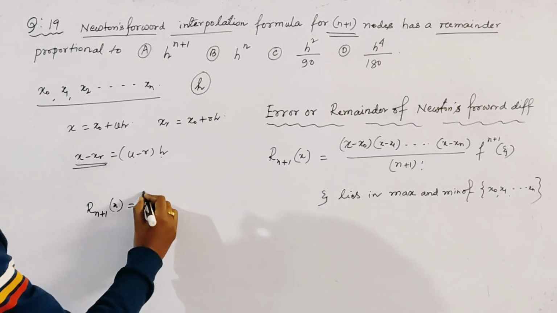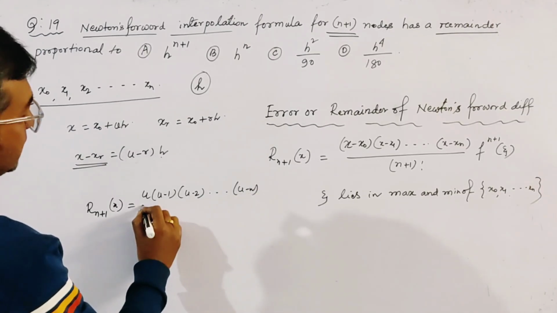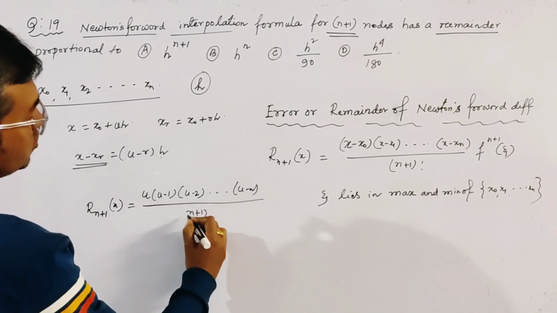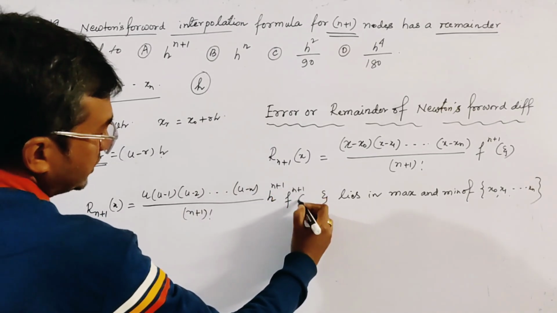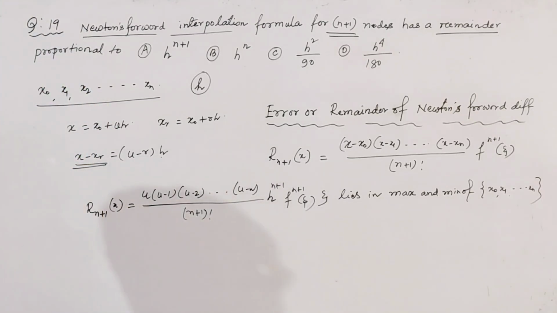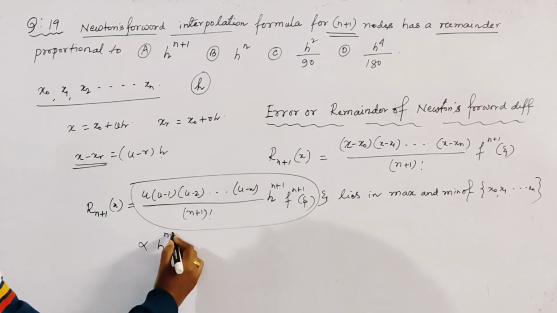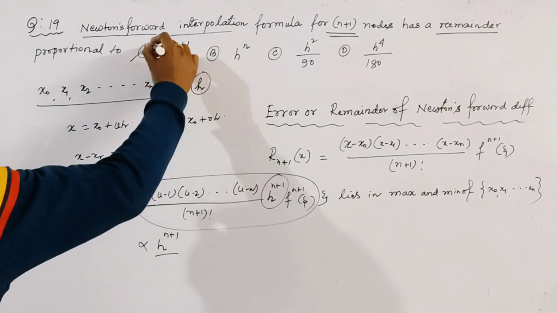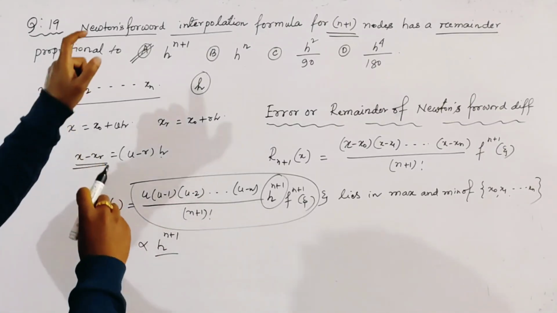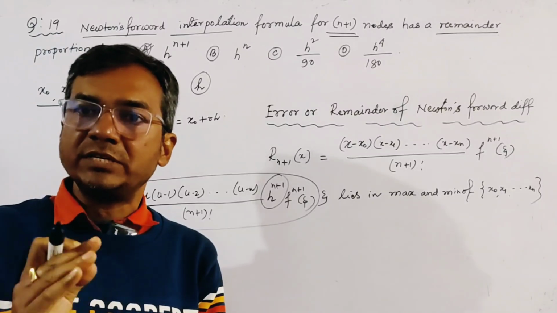Rn+1(x) is given by u into (u minus 1) into (u minus 2) to (u minus n), divided by (n+1) factorial, into h to the power n+1 into f^(n+1)(xi). Okay, this is the symmetrical form of remainder, and it is clear from this expression that this remainder term is proportional to h to the power n+1. Right, here h to the power n+1 is present, so our correct option is option number A, and this is the correct solution of this problem. This is the error of Newton forward difference interpolation formula.